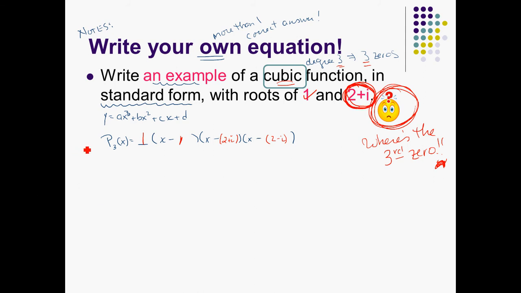So this has to be a rubric point, right? I have written an equation of a cubic function with the 3 zeros, even the hidden one, but I have not yet put it into standard form. I suggest that when you multiply these out, this is my suggestion only, you don't have to follow it if you don't want, I suggest that you multiply these 2 first. And when you multiply, you follow the rules of multiplication of binomials. X times a negative thing is negative x times that thing. X times a negative other thing is negative x times that thing. A negative thing times a negative other thing is a positive.